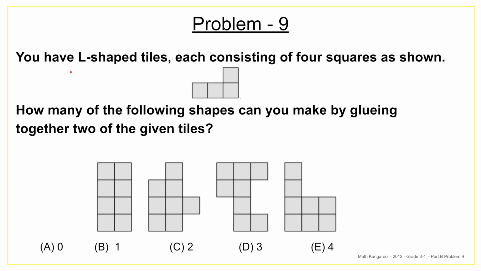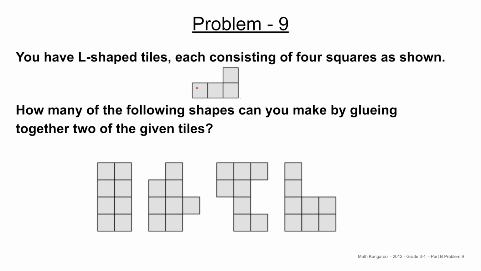Problem 9. You have L-shaped tiles, each consisting of 4 squares as shown. How many of the following shapes can you make by gluing together two of the given tiles? How many different shapes can we make by gluing two of these tiles together? Let's dive in.